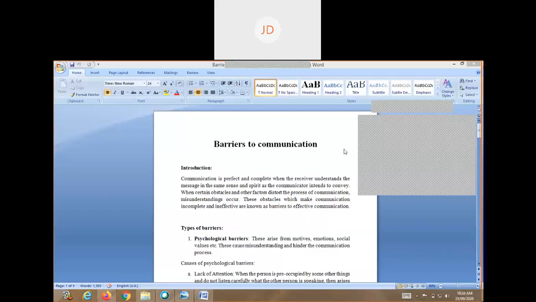Now, this noise or these barriers can occur at any time. In the process I showed yesterday, there is no specific point that at this point the noise is going to occur, or at this point of time I am going to face a problem or a barrier or a hindrance. There is no specific point of the noise. So it can occur at any point of the communication process.